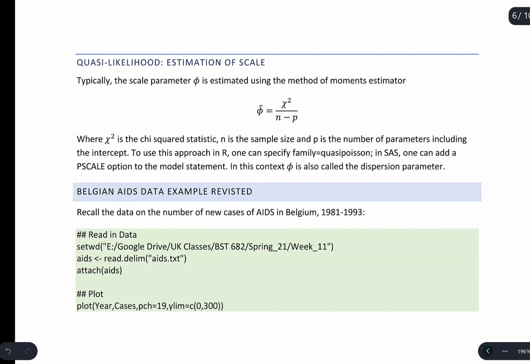And so typically that scale parameter is estimated using the method of moments estimator. This is what that would look like, where chi-square is the chi-square statistic, n is the sample size, and p is the number of parameters including the intercept. So to use this approach in R, instead of family equal Poisson, you do quasi-Poisson. And in SAS, one can do the p-scale option in the model statement. And this is often called the dispersion parameter.